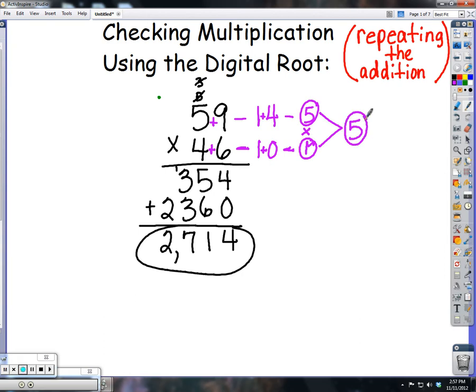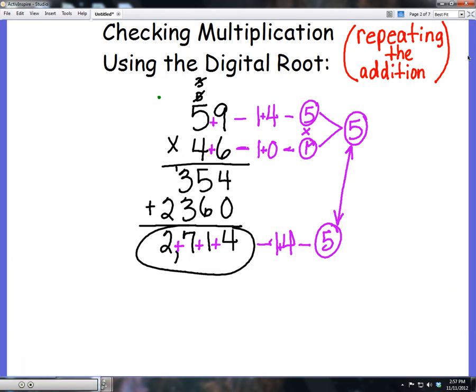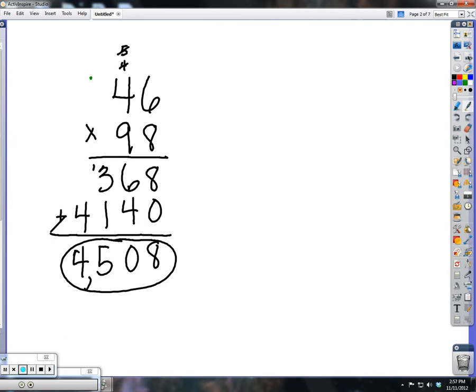Now we're going to move to the product. In the product, we find its digital root by repeating the addition. 2 plus 7 is 9. 9 plus 1 is 10. 10 plus 4 is 14. That's not a single digit, so repeat the addition. 1 plus 4 is 5. 5 is the digital root for 2,714, and it matches the single digit we found for the answer. So the correct product is 2,714.